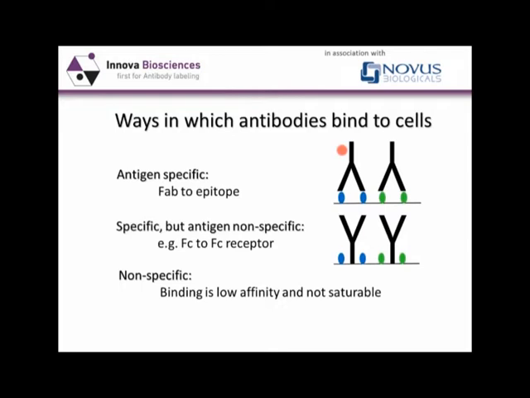It's also important to note that binding could be non-specific, i.e. the antibody just non-specifically adheres to the cell surface, in which case that's typically of low affinity and it's not saturable, which means you can just keep on adding antibody and you'll keep on increasing the signal that you're getting.